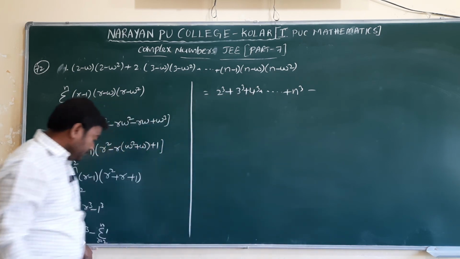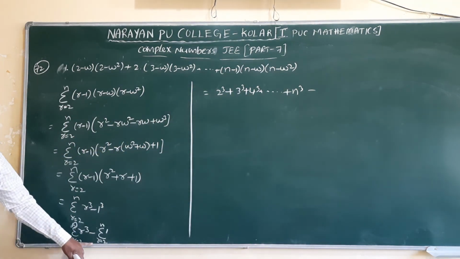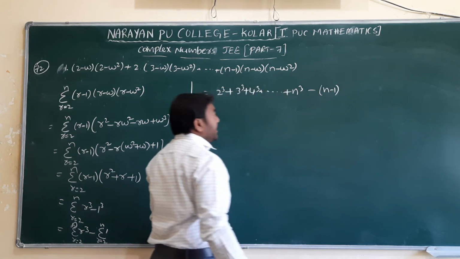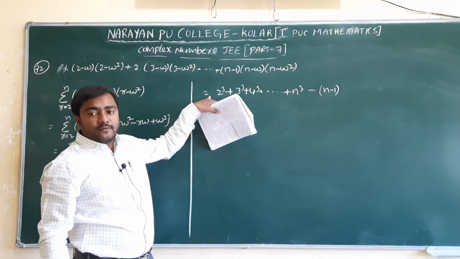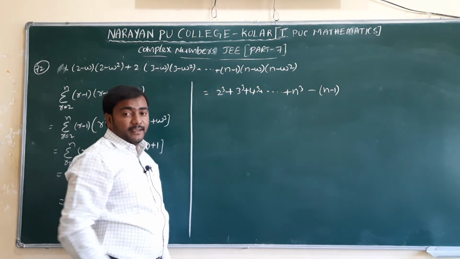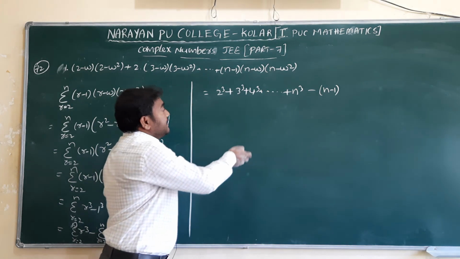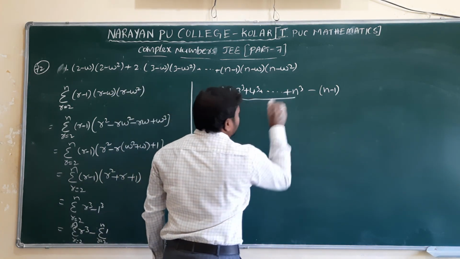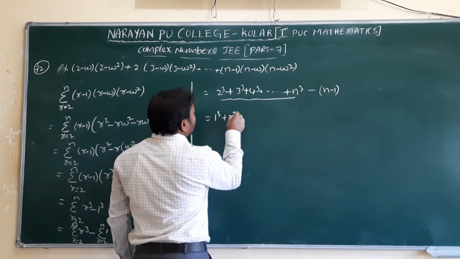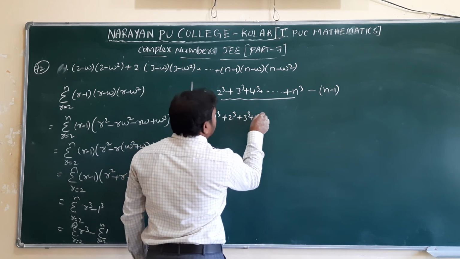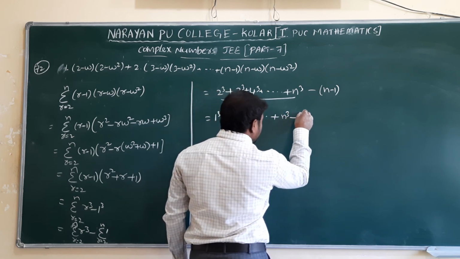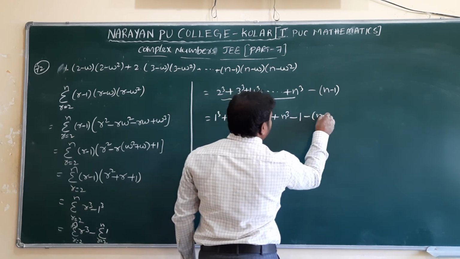So here we are getting n minus 1 value. The last value should be n minus 1. But here we did not get the value 1 here. Here we have to add 1 and subtract on this term. What do we get here? 1 cube, nothing but 1 plus 2 cube plus 3 cube plus and so on plus n cube, minus 1, minus of n minus 1.